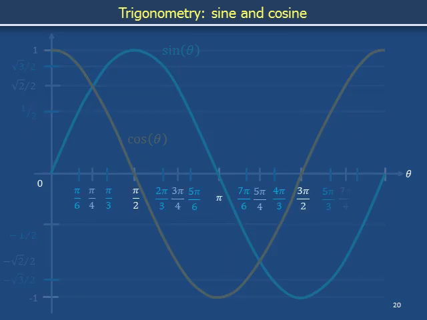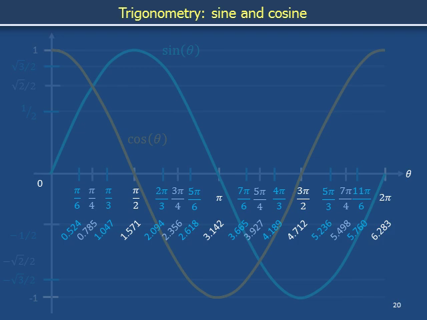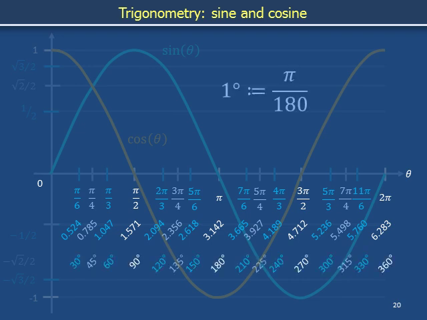Knowing digits of pi allows us to recognize that labels on the horizontal axis of the plots of sine and cosine are simply numbers that can be approximately expressed using decimal representation. It is helpful to be aware that in some discussions, angles are expressed in terms of degrees. The symbol 1 degree is simply an abbreviation for the ratio pi divided by 180.